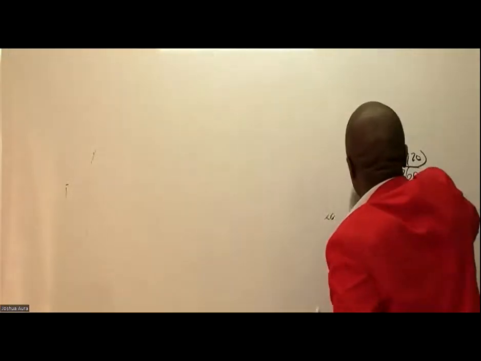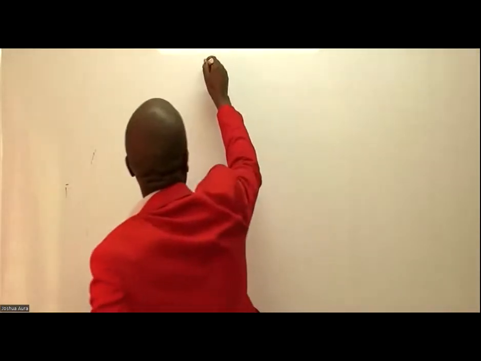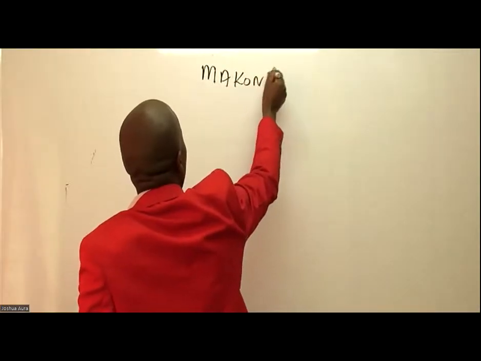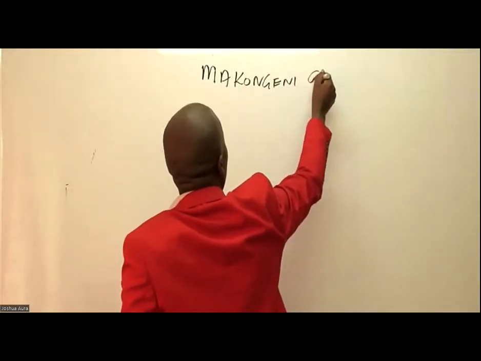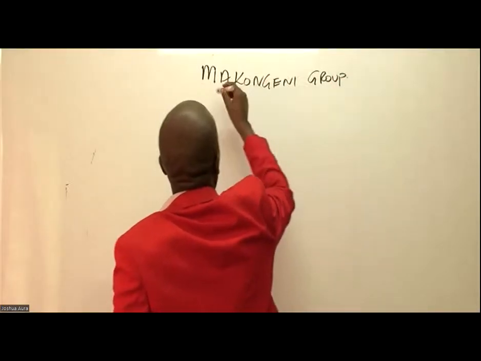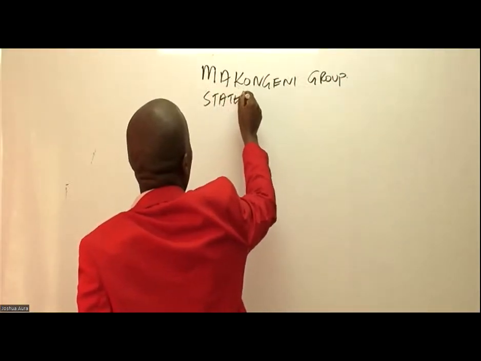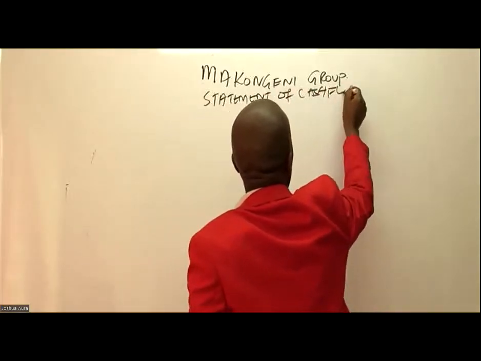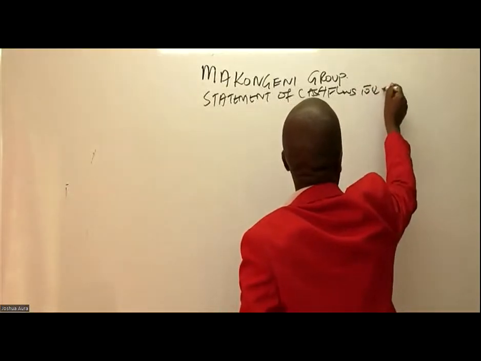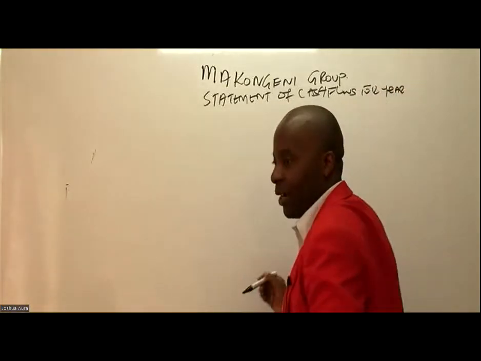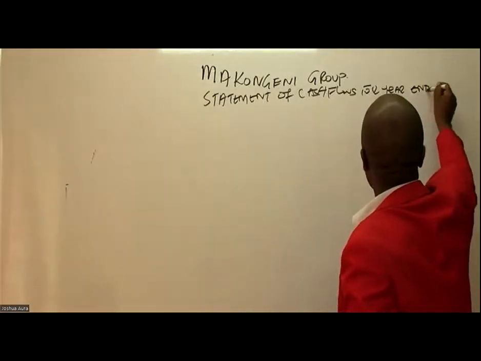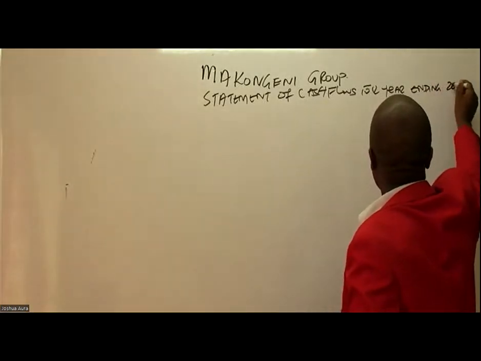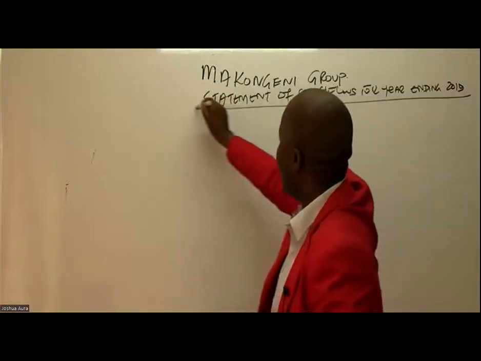Most of them write that name very well. Makongeni Group, very nicely. Statements of cash flows for the year ending 2019. They underline that very well.